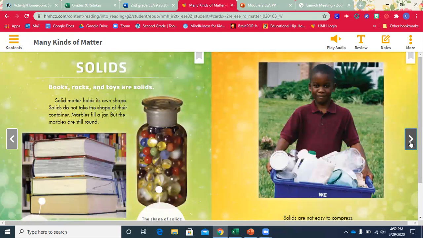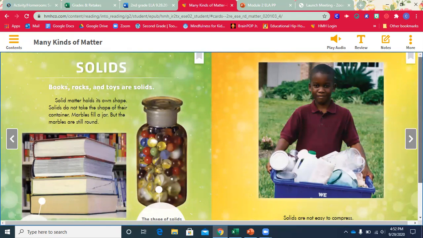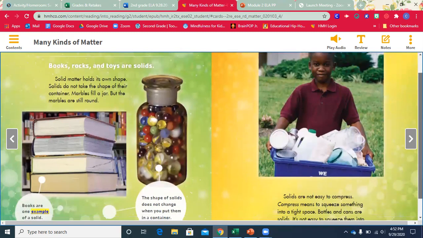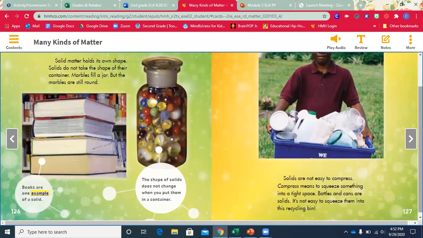Solids. Books, rocks, and toys are solids. Solid matter holds its own shape. Solids do not take the shape of their container. Marbles fill a jar, but the marbles are still round. They don't change shape. Books are one example of a solid. The shape of solids does not change when you put them into a container.